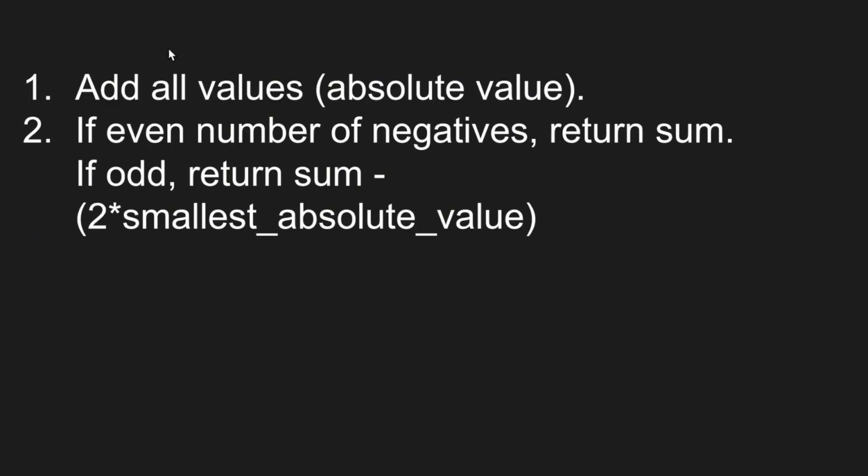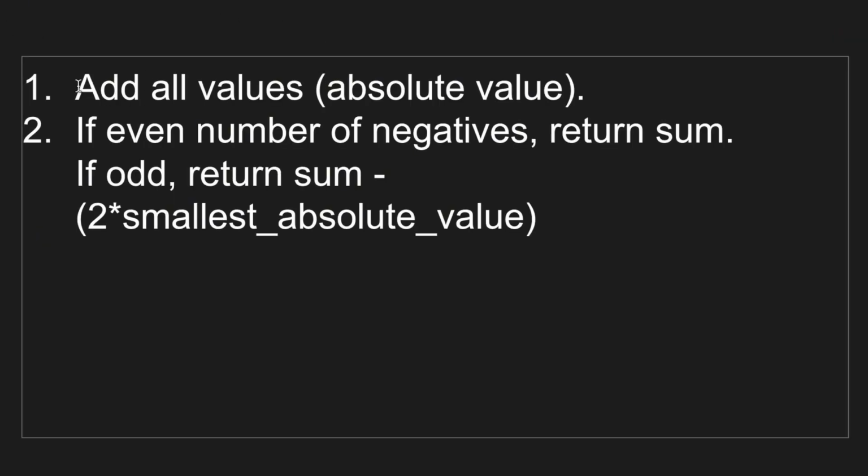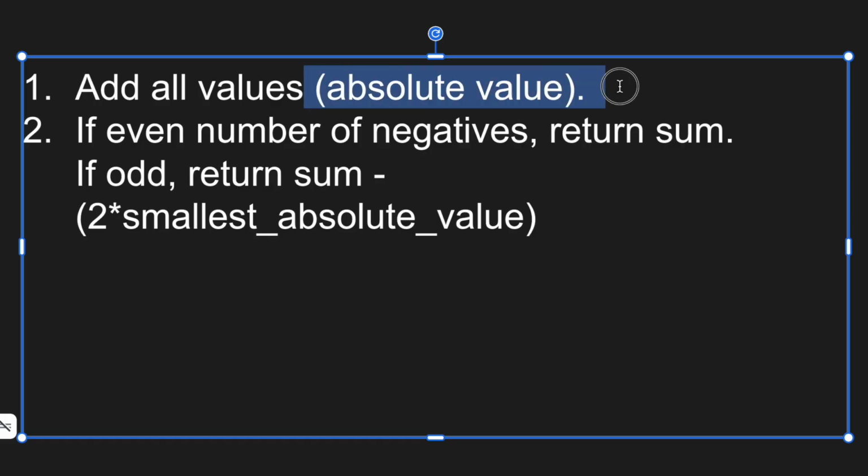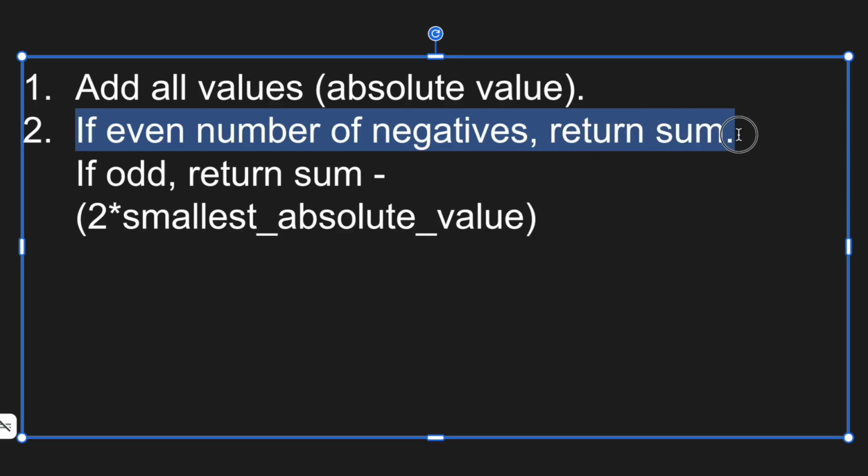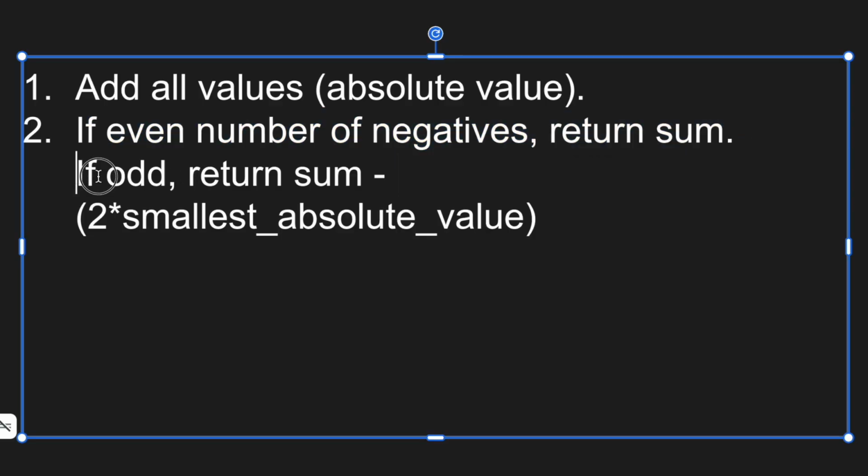So what we can do is we can iterate through the matrix and add all the values, and if they are negative, we will add the absolute value of those negative numbers. And afterwards, if there are an even number of negative numbers, we can just return the sum. If it is odd, then we will return the sum minus 2 times the smallest absolute value.